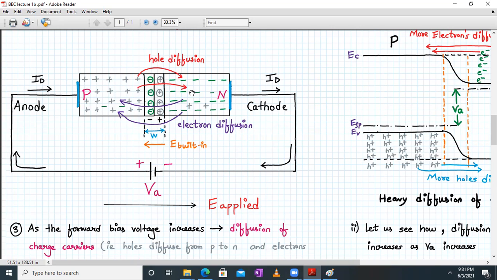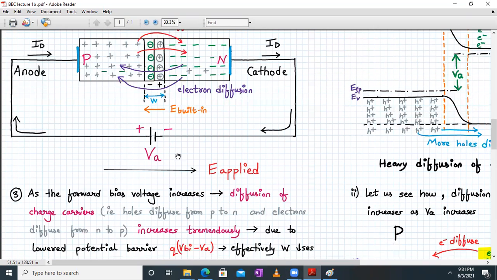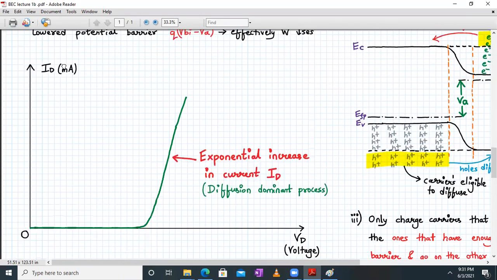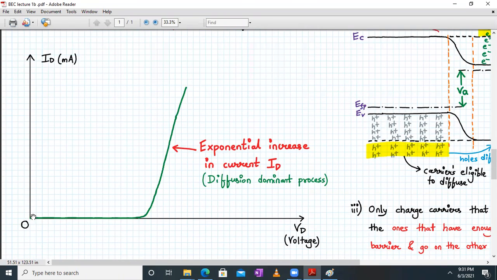So in summary, in a forward bias PN junction, the current increases exponentially with even a slight increase in VA, and it is due to the dominant diffusion process. The charge transport by diffusion is responsible for the current flow in a forward bias. In a forward bias, the drift process exists, but it's a very, very small process. So the end result is, if we plot the characteristics of ID versus VD, we will get an exponential increase in the current, and the dominant process is diffusion.